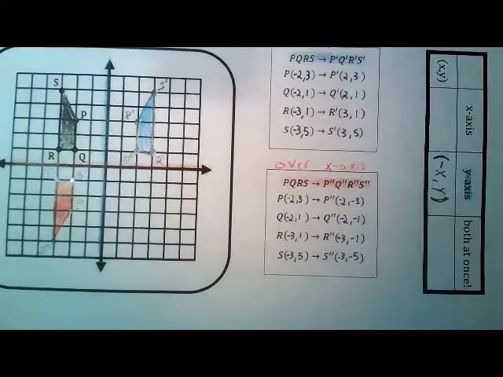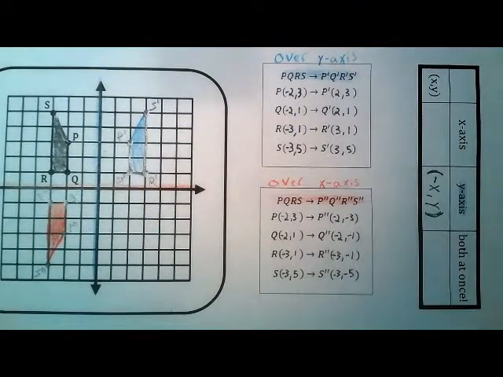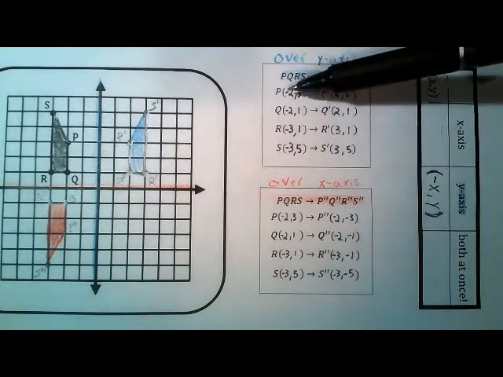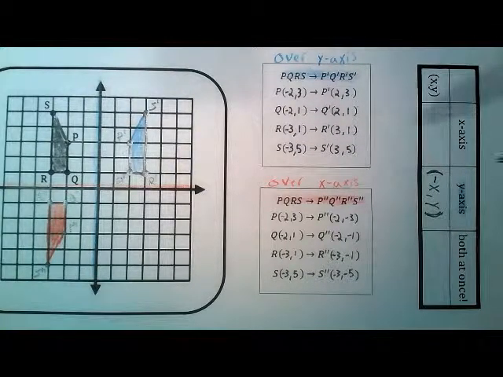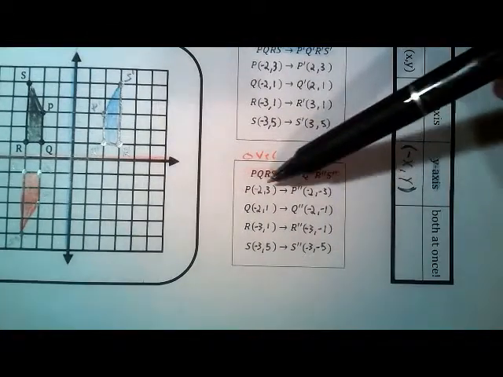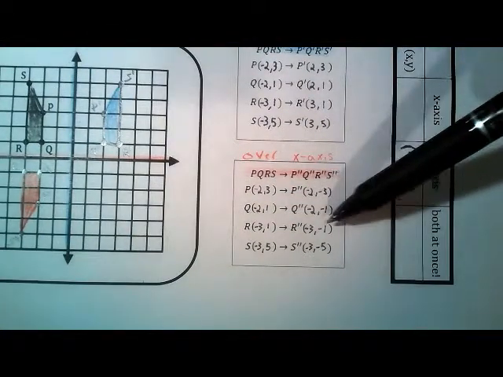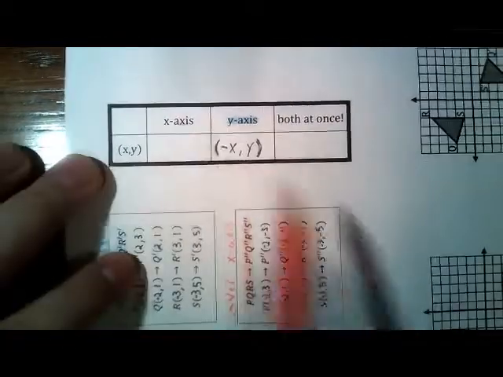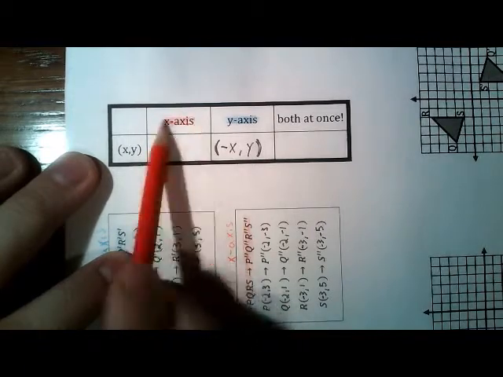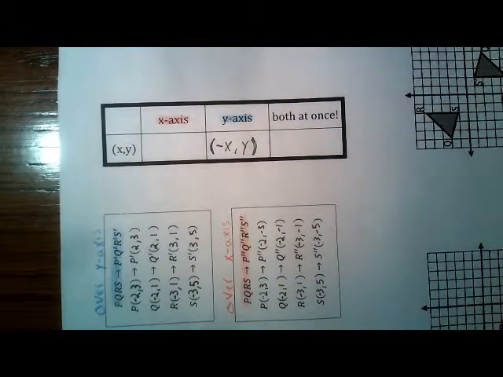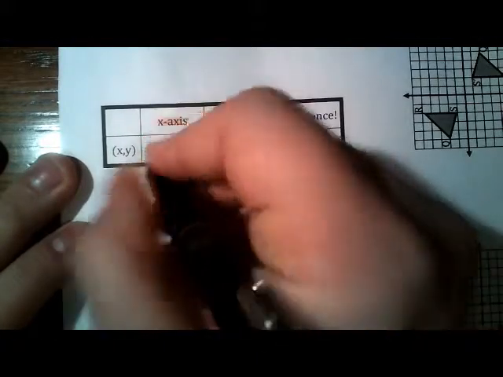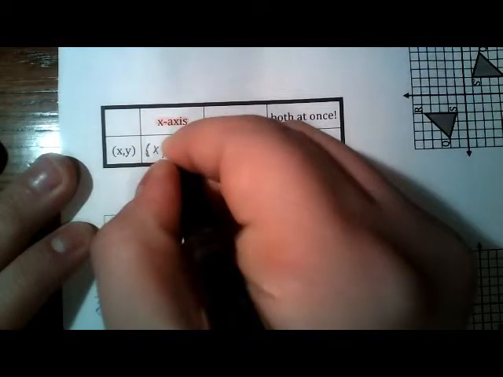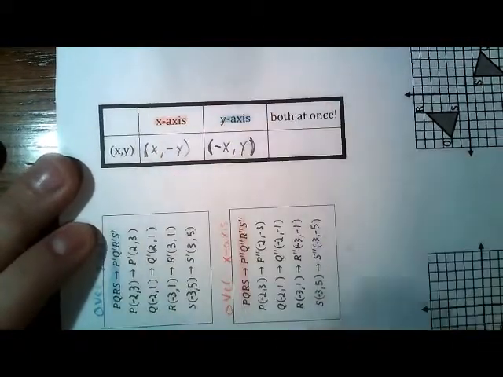And so again, we're looking at a pattern. The pattern we had for the y-axis was that the sign on X changes. And when we look over the x-axis, the sign on the Y changes. So that's our pattern here, and we're going to fill that into our table. When we have original XY points, the sign on the X stays the same, but the sign on the Y changes.